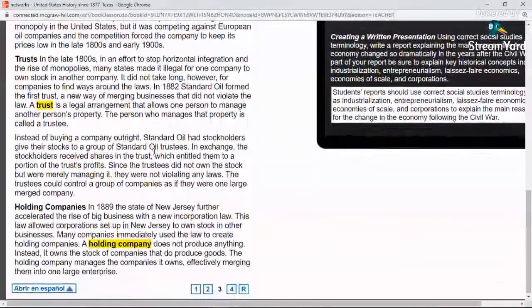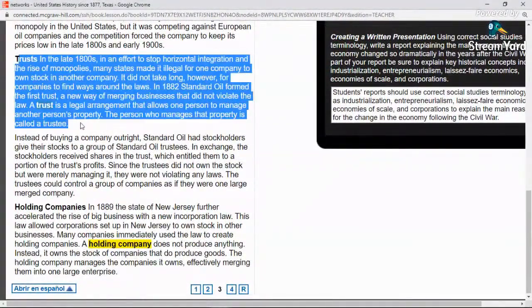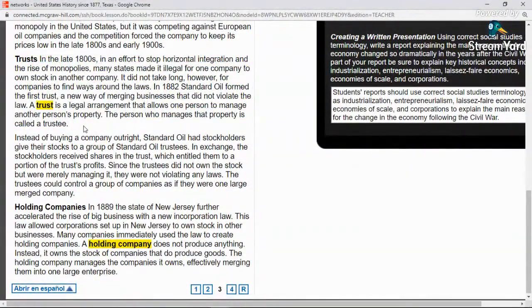So trust, okay, this is important, guys. I'm going to explain it quickly, but if you don't understand it, read it, look it up on Google. Trust was an effort to stop horizontal integration. Okay, states made it illegal for one company to own one stock in another company, but companies found a way to go around these laws. Standard Oil formed the first trust. It was a way of merging businesses in a way that didn't violate the law.